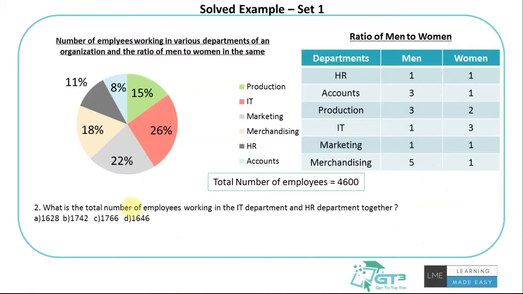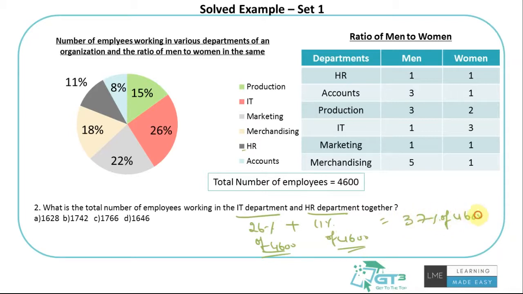What is the total number of employees working in the IT department and HR department together? For this, I only need the first graph. It is talking about the overall number, not with respect to the gender. IT department, what is the percentage? 26%. HR, 11%. This is 26% of 4600. This is 11% of 4600. So I can actually add both, because it is the same value. So 26 plus 11 is 37% of 4600.